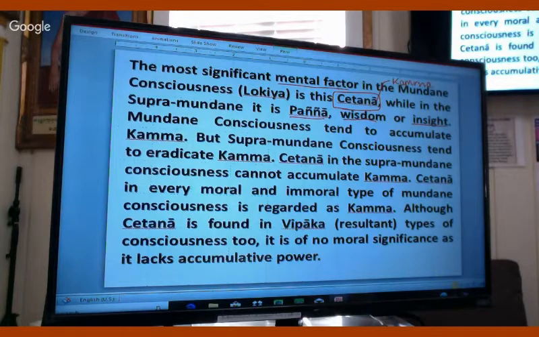Because supramundane consciousness tends to eradicate the power of karma. That's why. Chetana, the universal manifesta, is working with the supramundane consciousness, but they are working together as a crew. For example, in your work, there's a manager and then the other people. The manager is the leader, isn't it? Like this, in supramundane consciousness the leader is wisdom. So Chetana is only a member. Chetana always follows the order of the wisdom, like the other members need to follow the order of the manager.